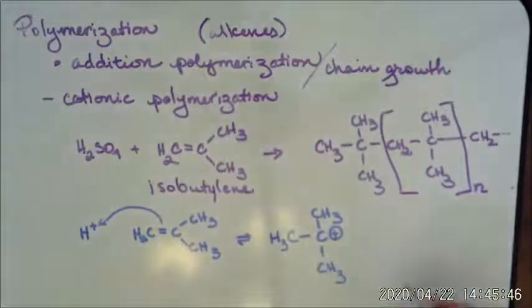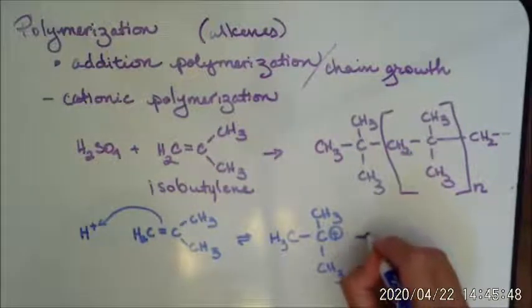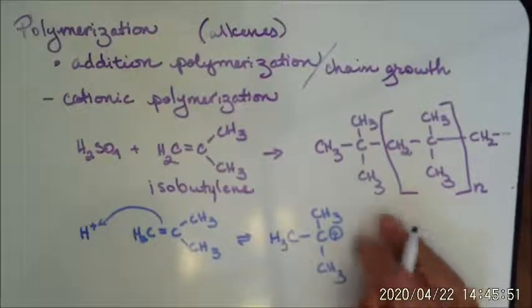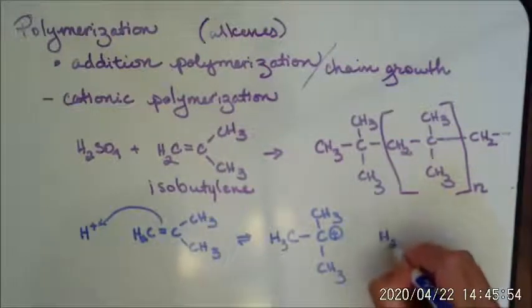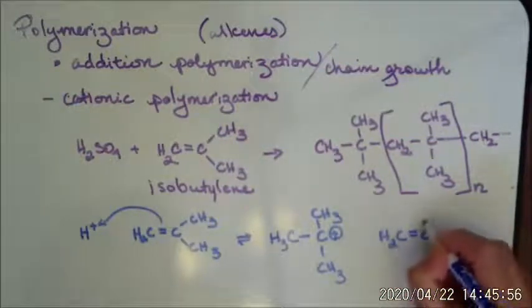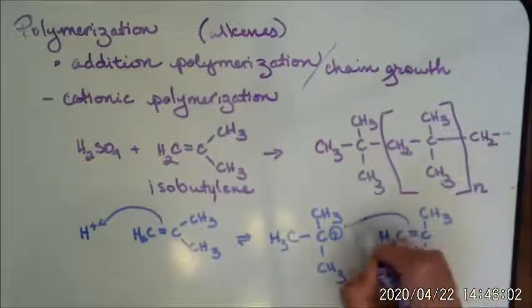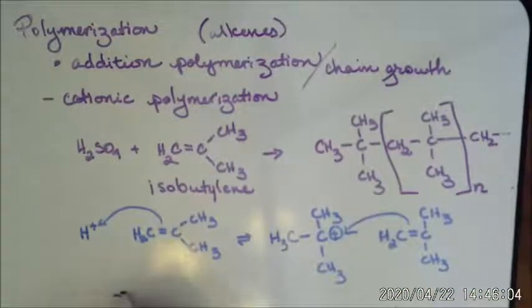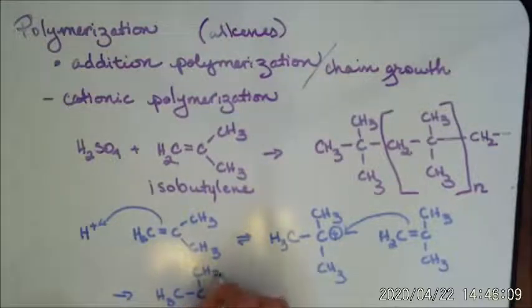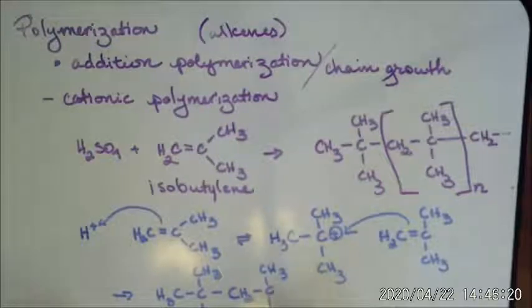Now, since we're in a huge pot full of isobutylene, what happens is it adds on another isobutylene, and when that happens, I now have a dimer. Here's my first unit. Here's my second unit. Okay?